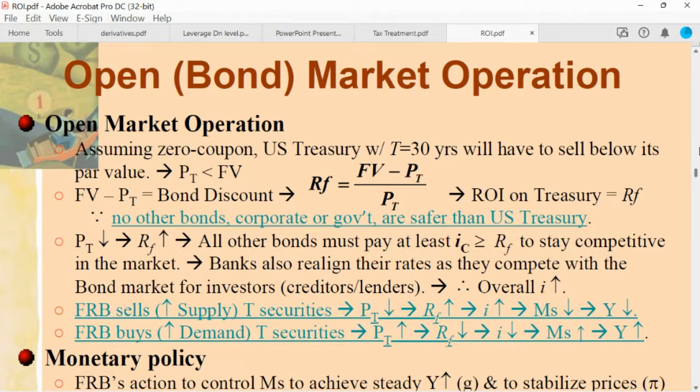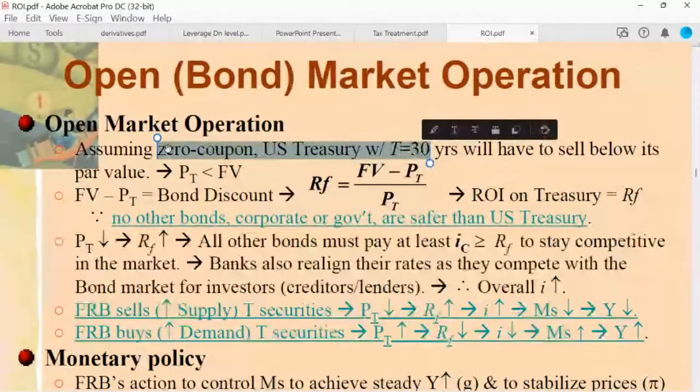So to illustrate the Federal Reserve's open market operation, let's assume a 30-year zero coupon U.S. Treasury. Okay, 30-year, right? Zero coupon U.S. Treasury with terminal time 30 years. That means maturity is 30 years. So that means if this bond is born today, we have 30 years left to maturity, and this is a zero coupon bond. And you should remember what zero coupon bond is, right?